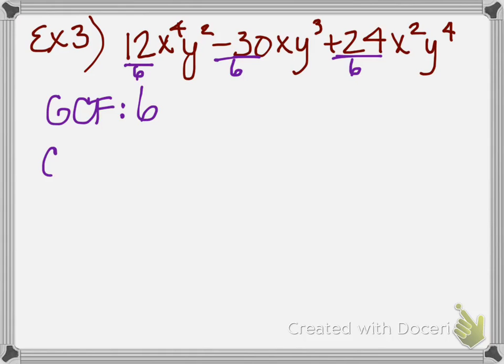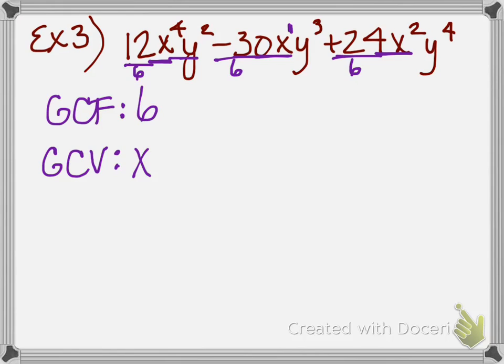And now my greatest common variable, I'm going to have 2 of them because I have an x and a y. So I'm just going to look at my x terms first. I have x to the 4th. I have x to the, I'm going to put in the 1, the first, and I have x squared. So the greatest that they have in common is just this x to the first power. I can't go any higher than that. So greatest common variable for x is just x.